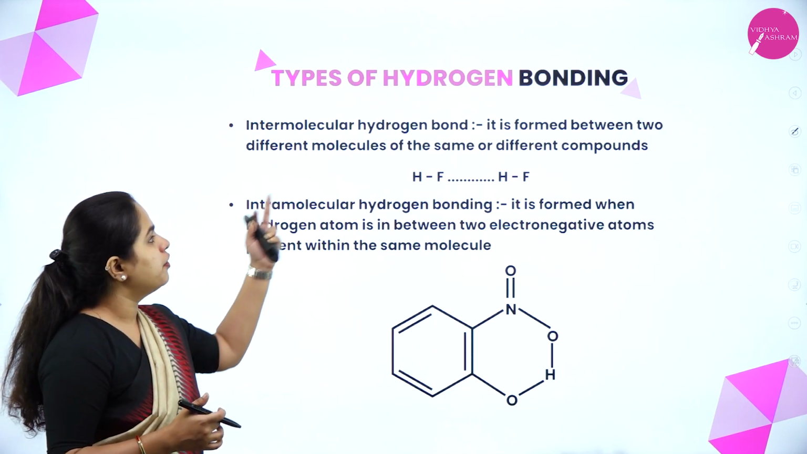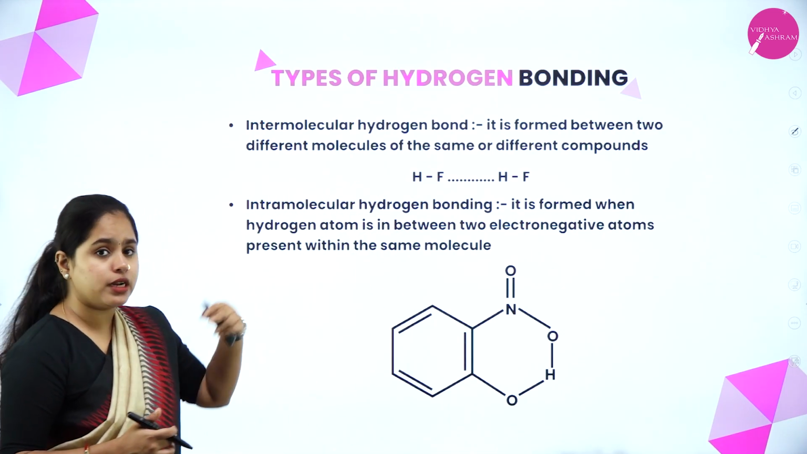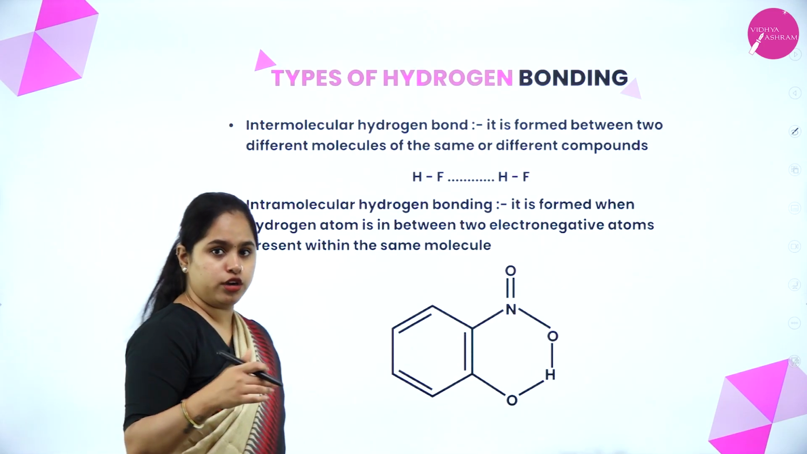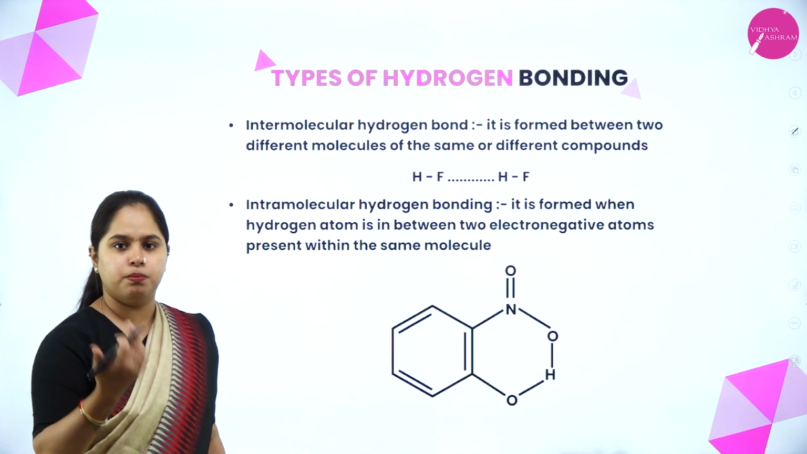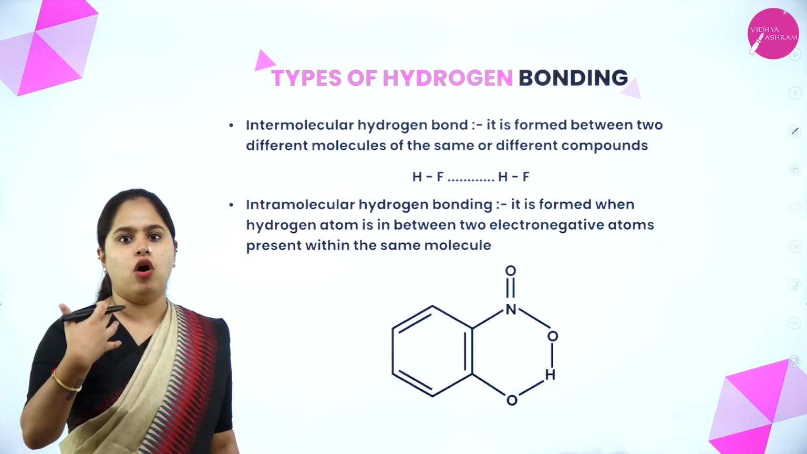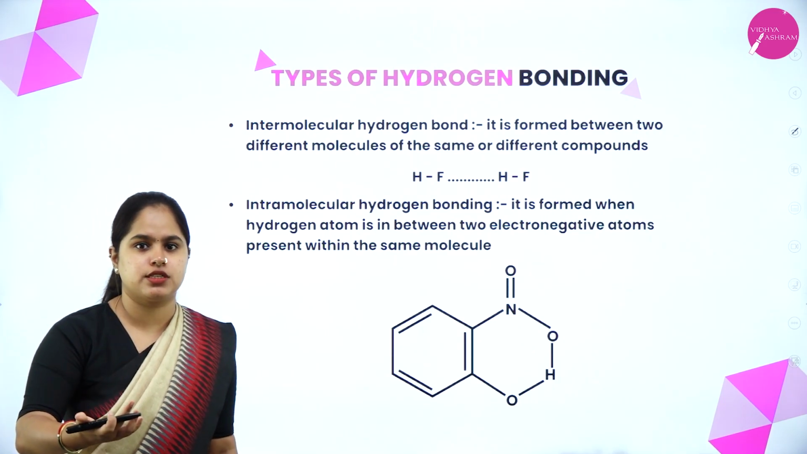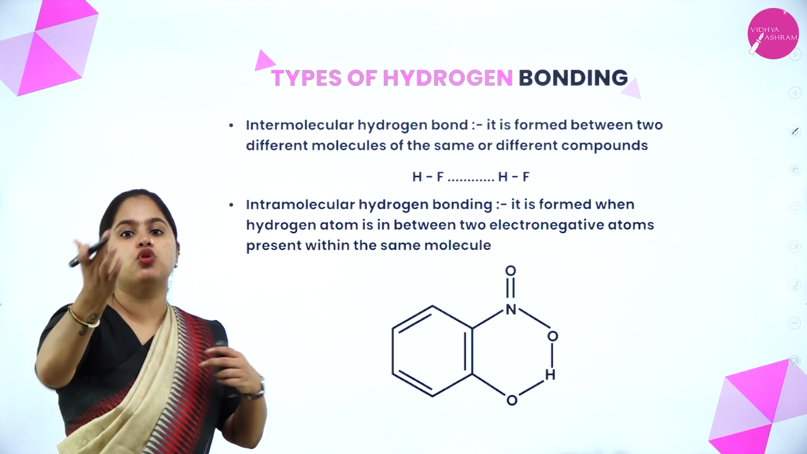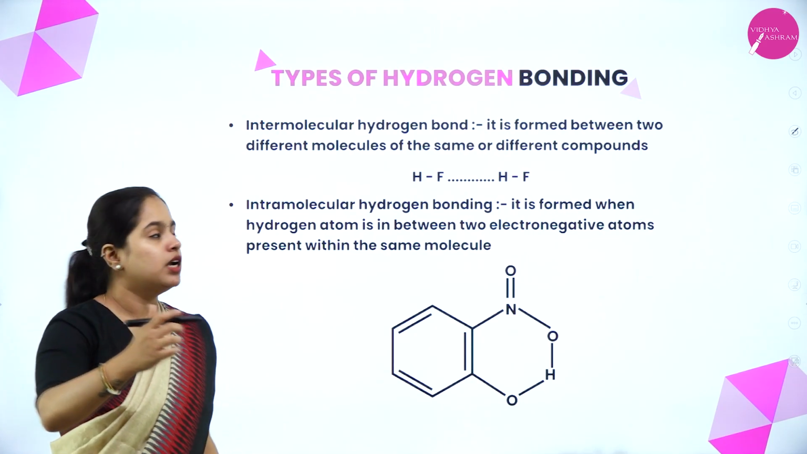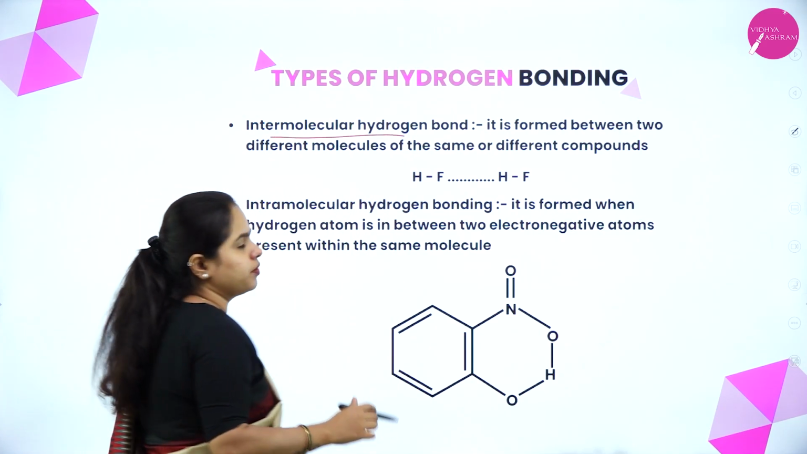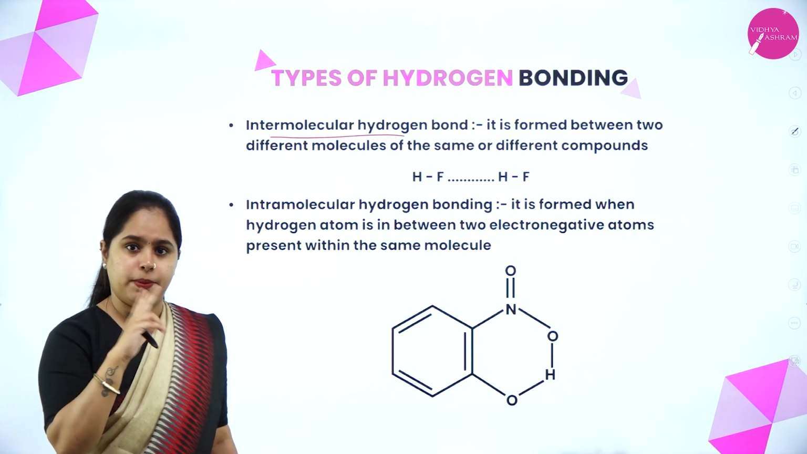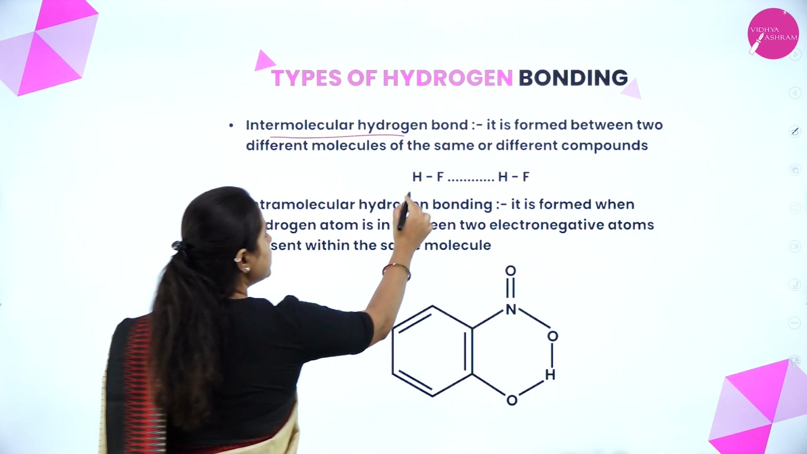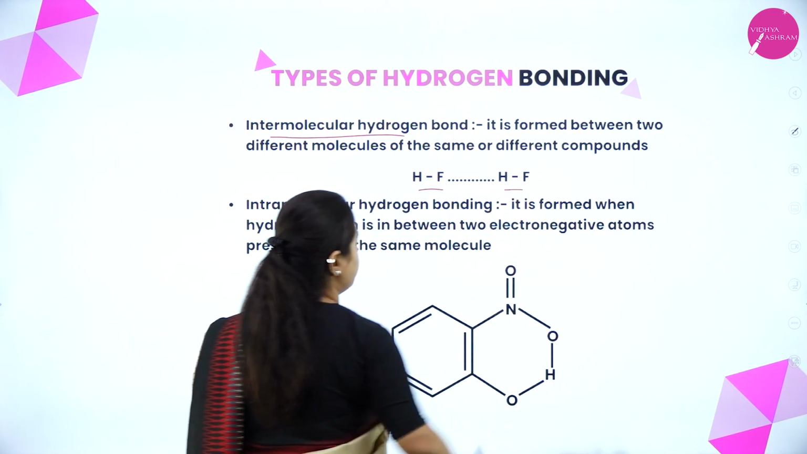Right? So if it is formed between two different molecules of the same or different compounds, it is an intermolecular hydrogen bond. Right? We say inter-college fest, inter-school fest. Right? That is between two colleges or two schools. So that is intermolecular. Intermolecular means it will be between two separate molecules. Right? So there is one HF molecule here and one HF molecule here.